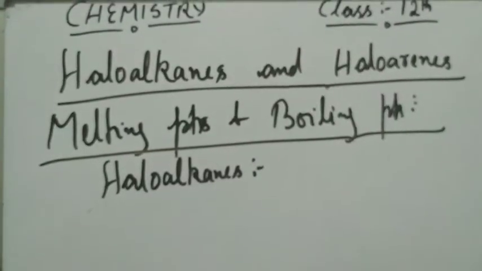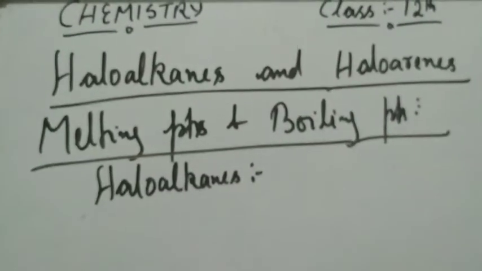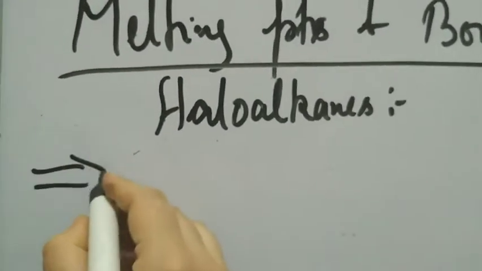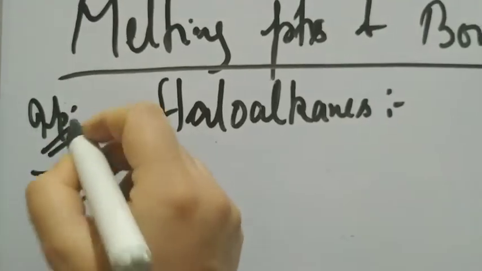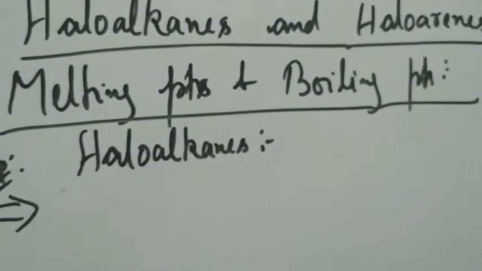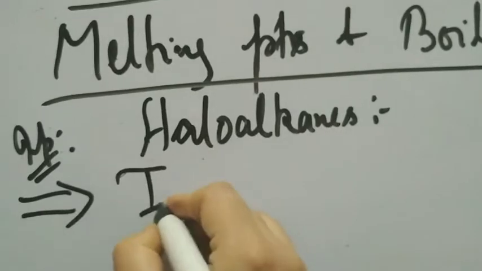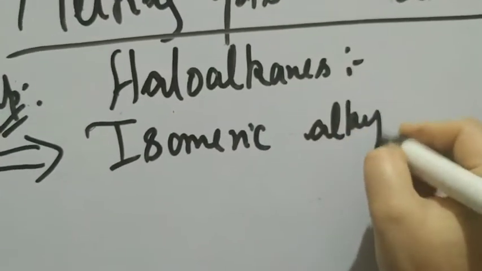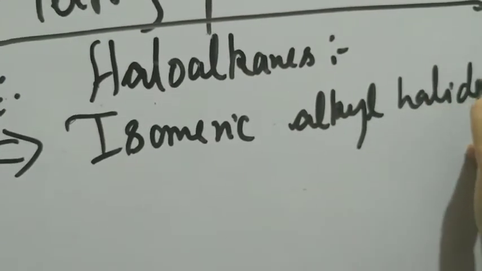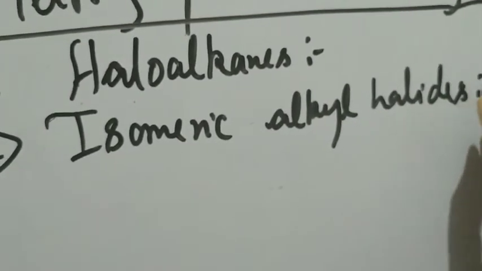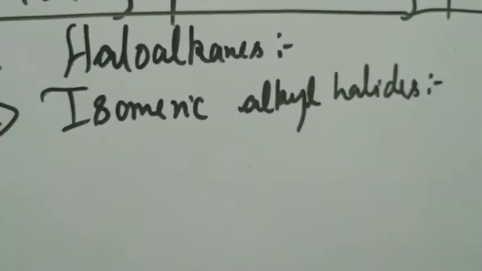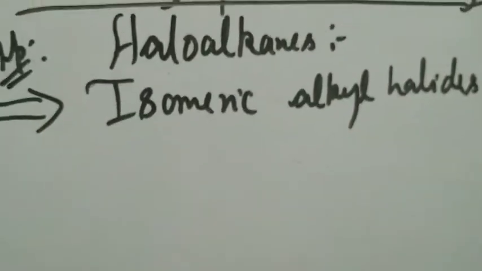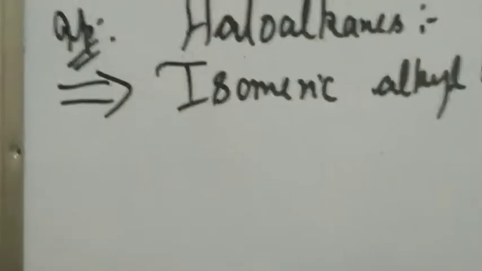So we continue with the physical properties, and as you know, we are doing melting points and boiling points of haloalkanes. Now another very important thing to remember here is that we'll be learning about the melting points and boiling points in isomeric alkyl halides. Let's see what is the trend. What is an isomeric alkyl halide? In which all the examples I'm going to write here, they will have the same molecular formula, but they will have different structural formulae. Let's see how it changes and which examples we are taking.